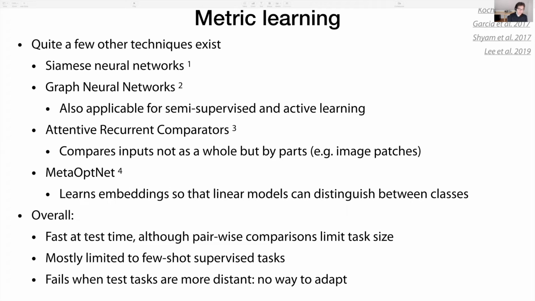Overall, these techniques are very fast at test time, so they're useful for few-shot classification. They have fewer applications outside of few-shot learning. And they often fail when the test tasks are more different than the training tasks, right? So they really depend on the similarity. The main reason for that is that they have no way to adapt. I mean, at least with gradient-based techniques, we can still adapt. We can fine-tune towards the test task. With metric learning, this is not possible. So we're just stuck with whatever we learned at meta-train time.